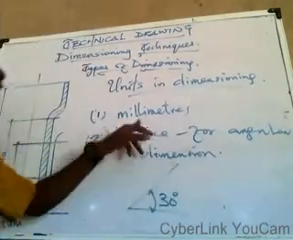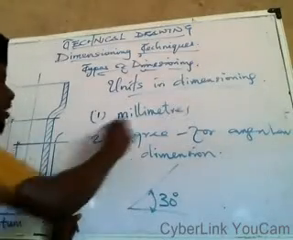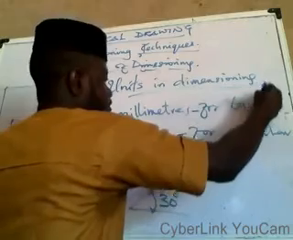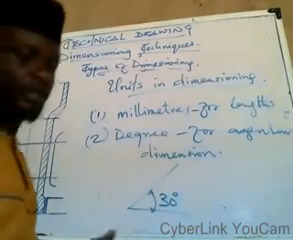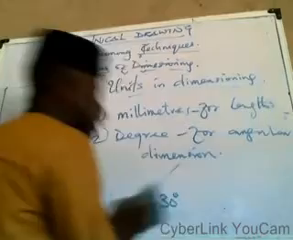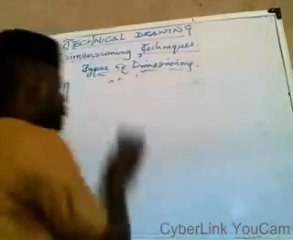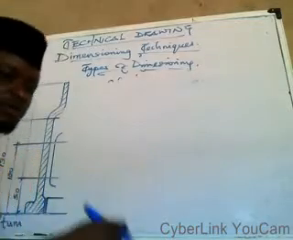So we have the millimeter to dimension the length. Millimeter is used in dimensioning for length, while degree is for the angular. Okay, so that one is also part of it. All these things will be available for you inside the notes. Don't worry, the notes will be forwarded to you.